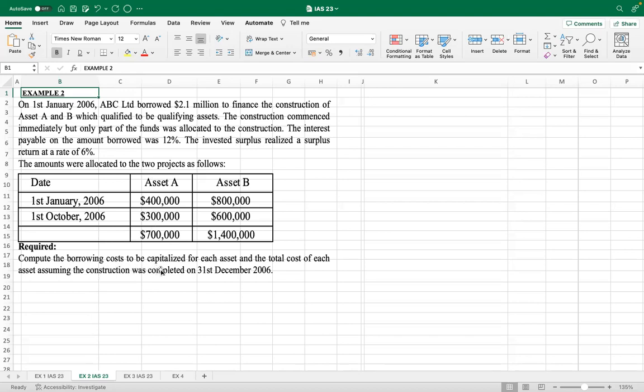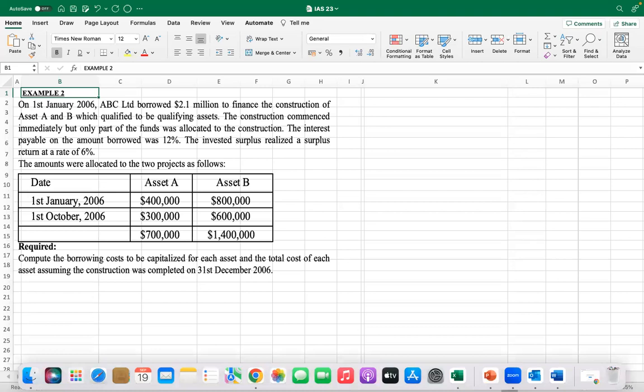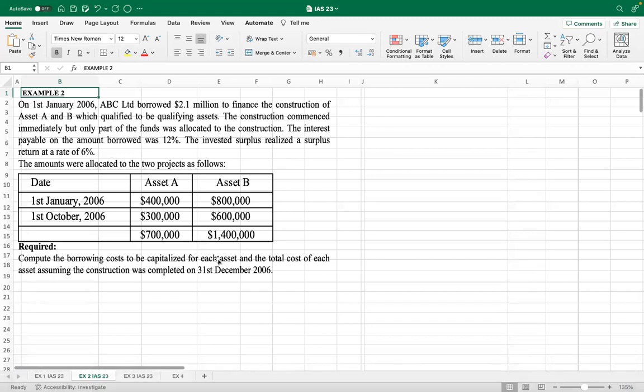So compute the borrowing cost to be capitalized for each asset and the total cost of each asset, assuming the construction was completed on 31st December 2006. So point number 1, construction was completed at the end of the year. The entire borrowing cost needs to be capitalized because construction began on 1st January 2006 and it ended on 31st December, end of the year.